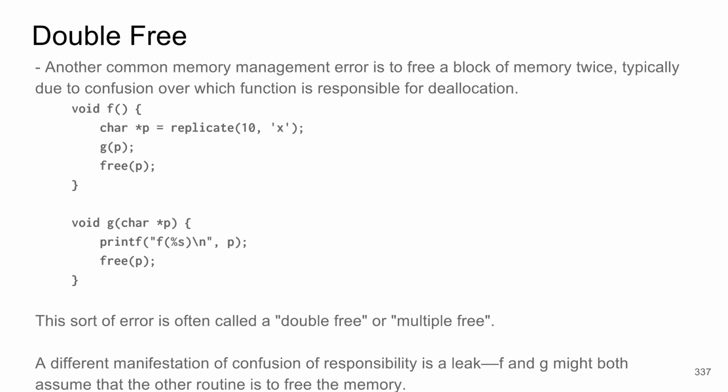So a different manifestation of confusion of responsibility is a leak. F and G might both assume that the other routine is to free the memory. So kind of the opposite of a double free could be a memory leak, right? Where F says, oh, my G routine is supposed to free it, and G says, oh, whoever called me is supposed to free it, right? So that's kind of another issue that can manifest in this way.